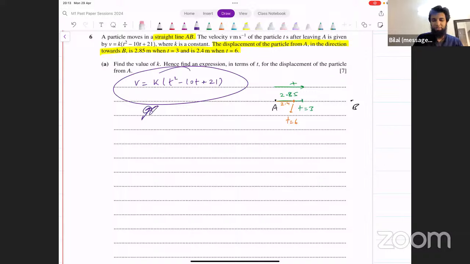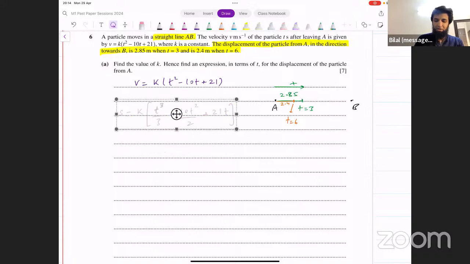So what we can do is we can say, let's integrate it first. Let's start by integrating this. When we integrate this, let's see what we get. K is a constant, multiplying by the whole thing. We can keep it outside as it is. Let's integrate this. Integration of t squared, that's t cube over 3, minus 10 t squared over 2, plus 21t.